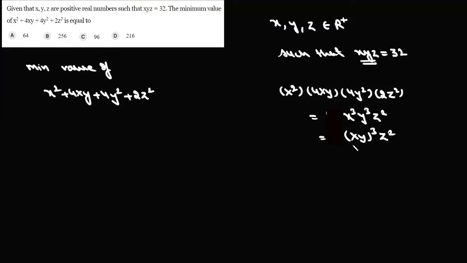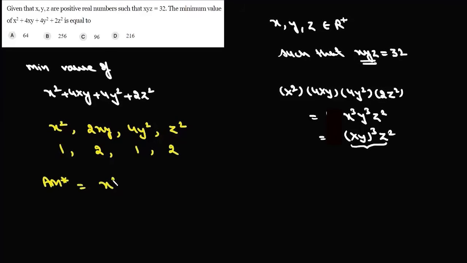So this expression on the geometric mean side won't be a constant, so you won't be able to get this minimum value. Now this problem can be resolved if we use weighted AM/GM. So what we'll do is, we'll consider 4 numbers as X square, 2XY, 4Y square and Z square, and we'll consider their weights as 1, 2, 1 and 2.